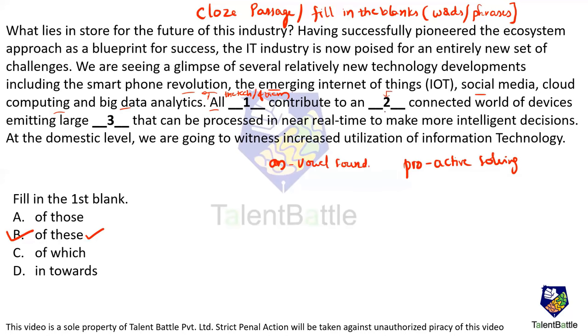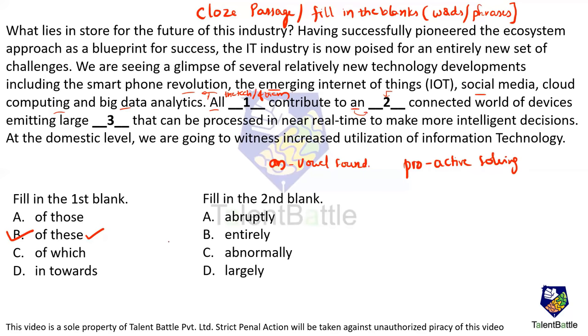So if you go with proactive solving, you might not get such a sound, because you have to go with two things. One is dash connected and also a vowel sound. So let us try to go with the options without much delay, right? Now, if you observe the options, you can eliminate one option for sure. Largely, you can eliminate because largely is not a vowel sound, right? So among option A, B, C, what could be the best one? Can I say all of these contribute to an abruptly connected world of devices, or entirely, or abnormally? What is the correct option?